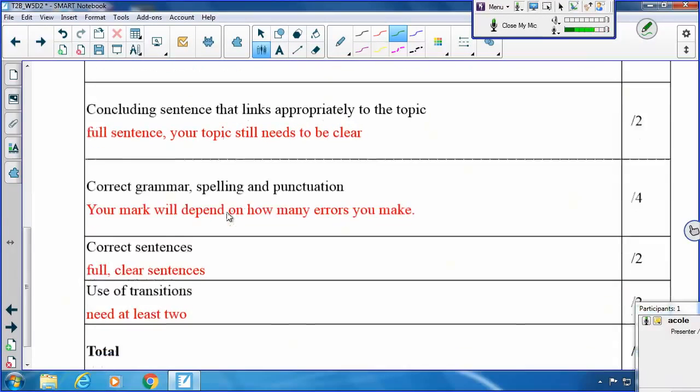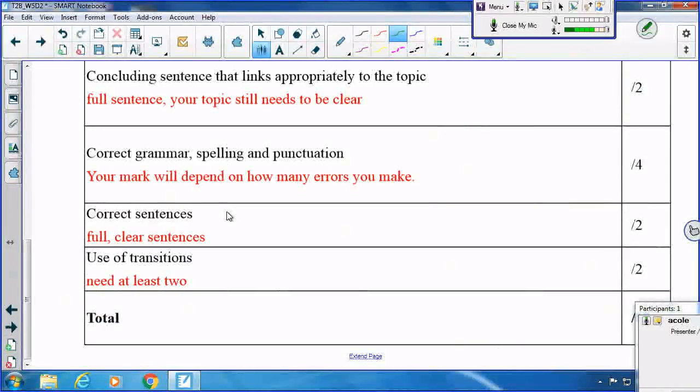So pick one topic and stick to it. Correct grammar, spelling, and punctuation. It'll depend on how many errors you make. The example I always give is if you only make spelling errors, then you won't lose as many marks as if you make spelling errors and punctuation errors and some capitalization errors, for example, right? So the more different types of errors that you make, the more marks you'll lose.